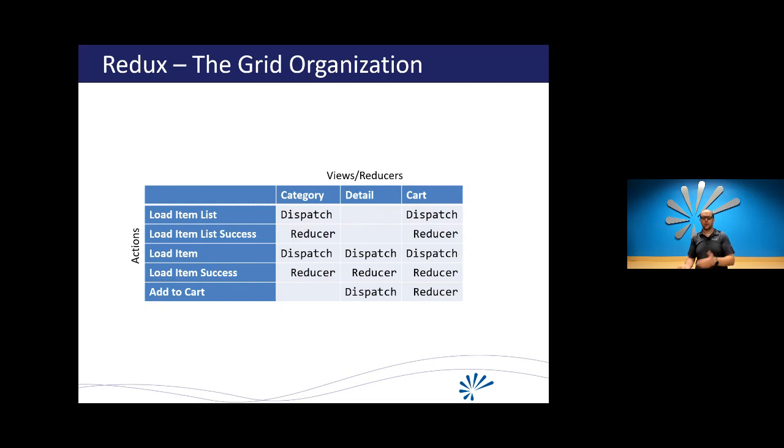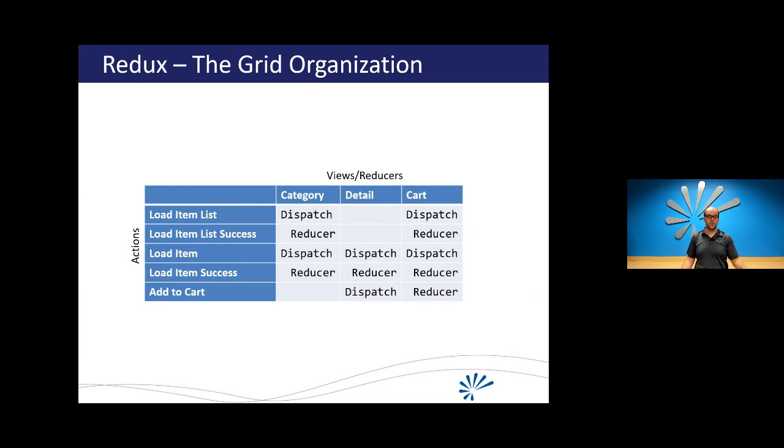So your category view might dispatch the load item list and the load item, right? It's going to call load item list, get back some responses, and it's going to go through the load item list success reducer. And then it's also going to dispatch out that, hey, I loaded these 15 items, right? The details reducer might listen to that one and have the last one ready that ever got loaded.